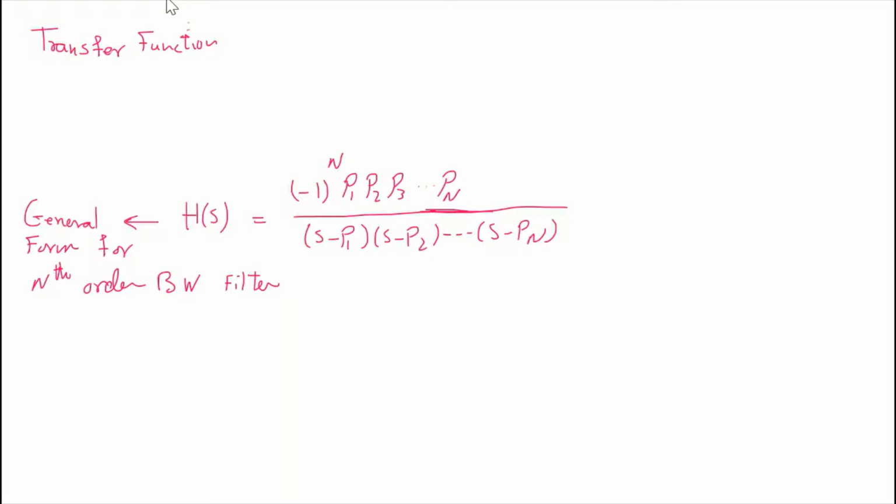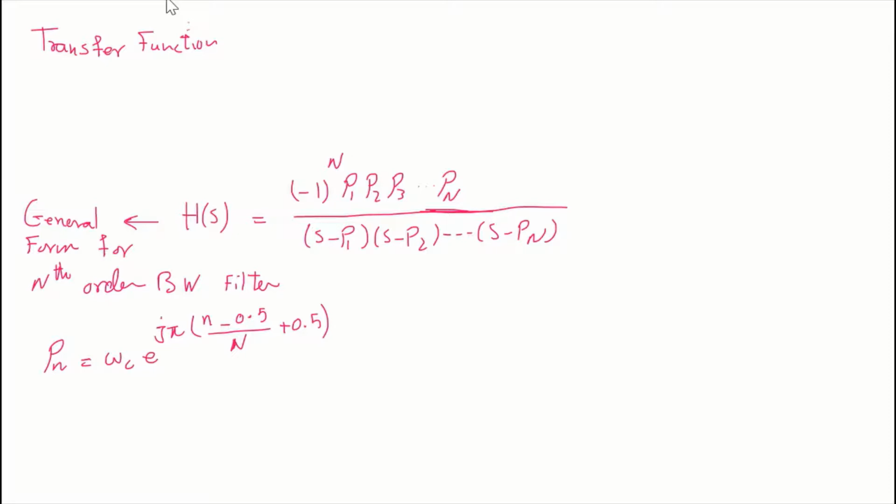We have n poles for an nth order Butterworth filter, and pk equals omega c times e to the power of j times pi times (k minus 0.5) over N, plus 0.5. This is the way we calculate the poles.